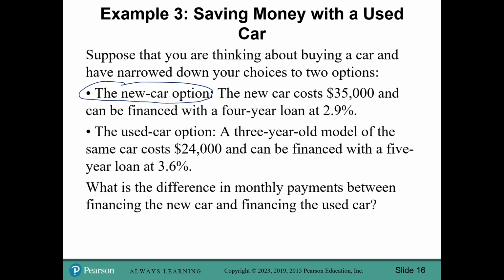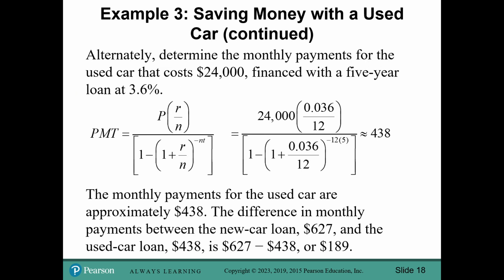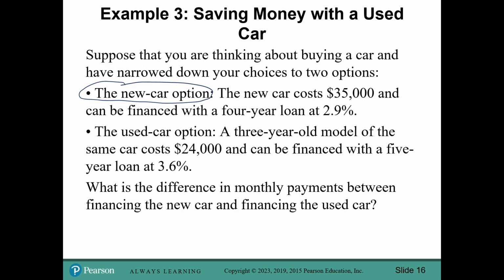Now let's look at the used car option, because the used car option is a 3-year-old model of the same car and it costs $24,000. So alternatively, we're going to determine the monthly payments for the used car that costs $24,000 financed with a 5-year loan at 3.6%. So using the same formula, but substituting these new values in. So this used car costs $24,000, and we're going to multiply that times 0.036, because that 5-year loan is at 3.6%. Right there from the problem.